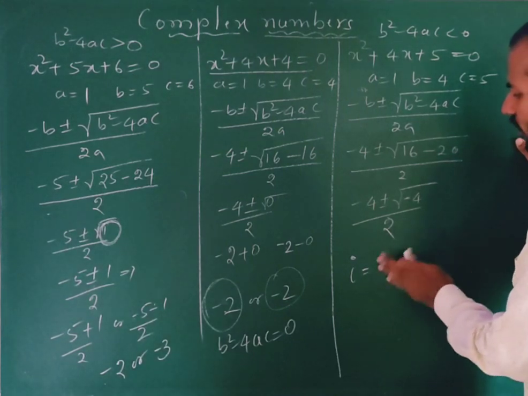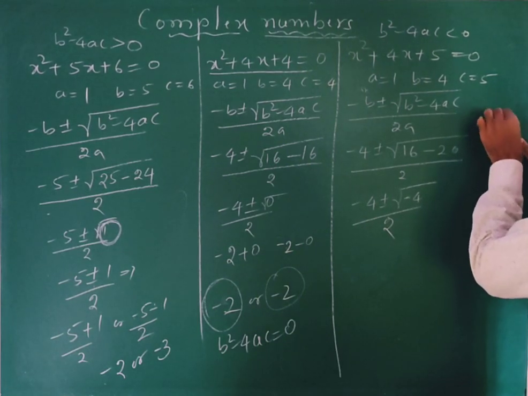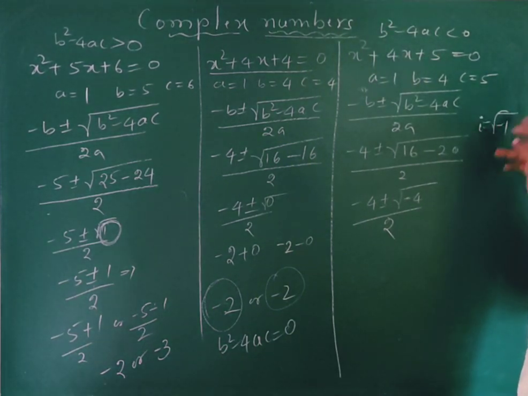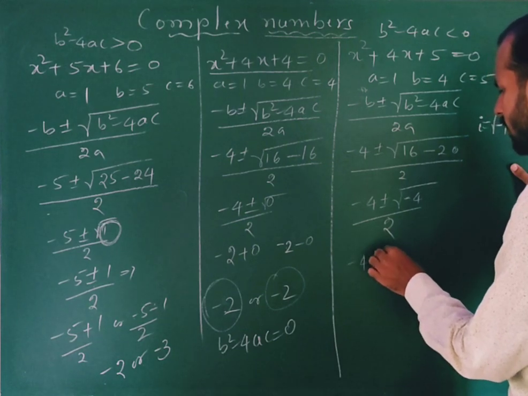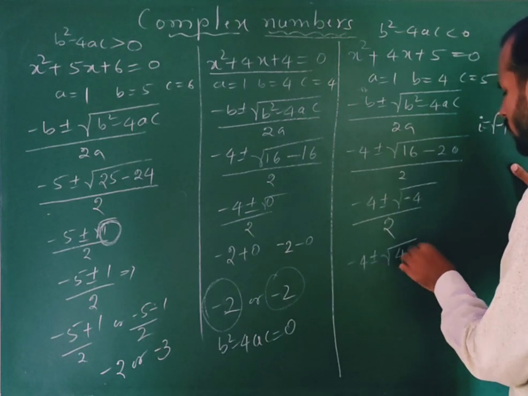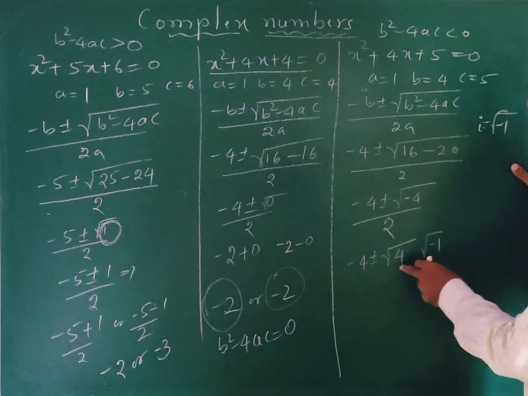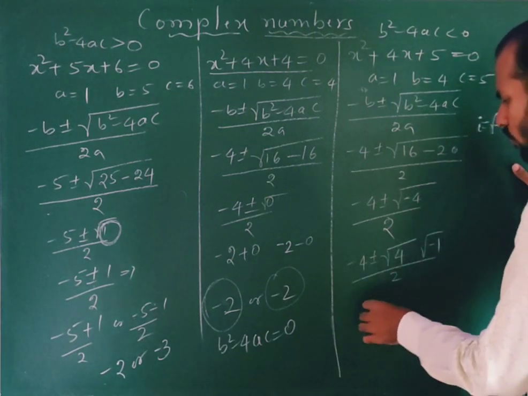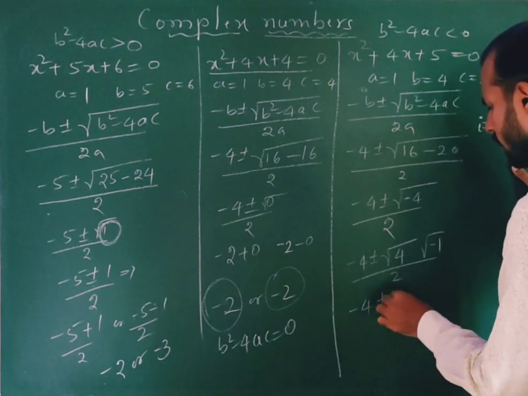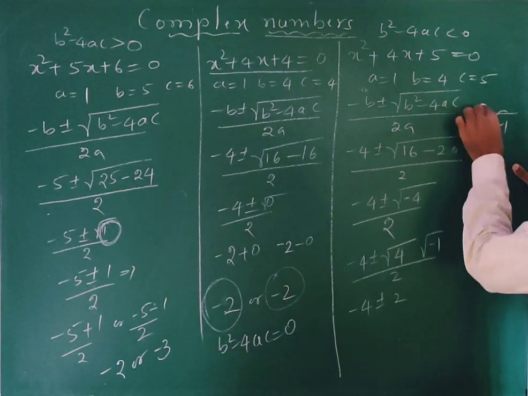Now simply we can solve this by using iota. It is i equals under root of minus 1. Euler has introduced this iota. We can say i equals root minus 1. Now substitute this here. Minus 4 plus or minus root 4 times minus 1. Can we write like this? Both are under root only; we are writing separately. Now root 4 is 2. It is minus 4 plus or minus 2, and the root of minus 1 value is what?